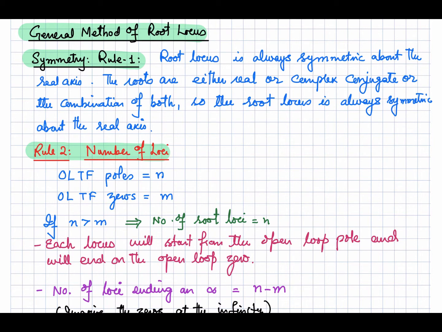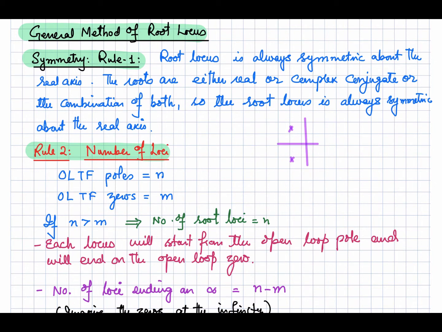So the first rule when sketching the root locus is that the root locus is always symmetric about the real axis. The roots are either real or complex conjugate, right? Whenever the roots are complex, they will exist as a complex conjugate pair. So there may be complex conjugate roots, real roots, or a combination of both. So the root locus will always be symmetric about the real axis.